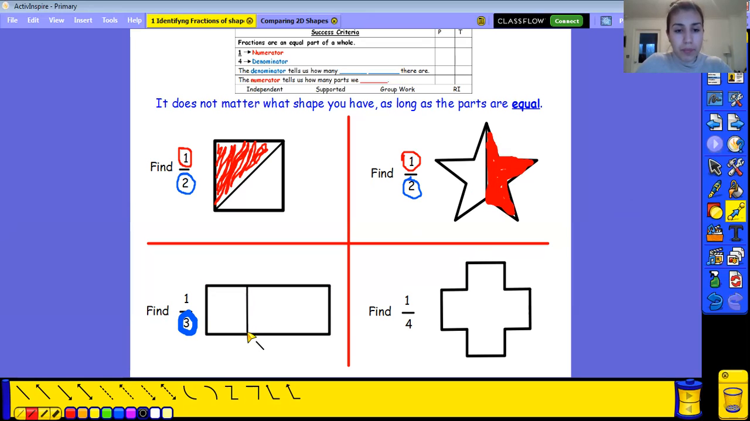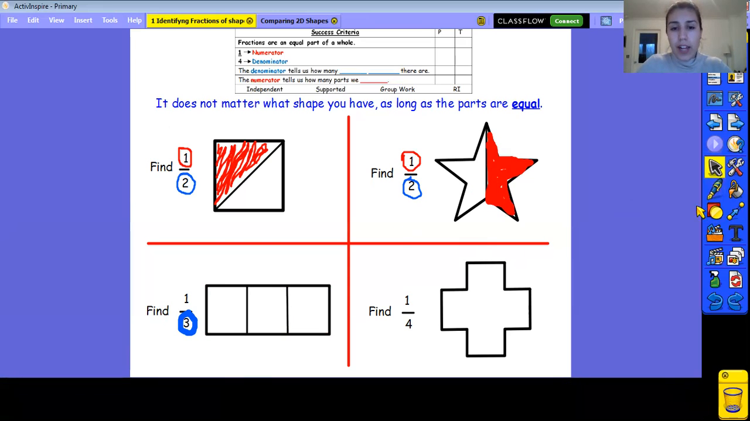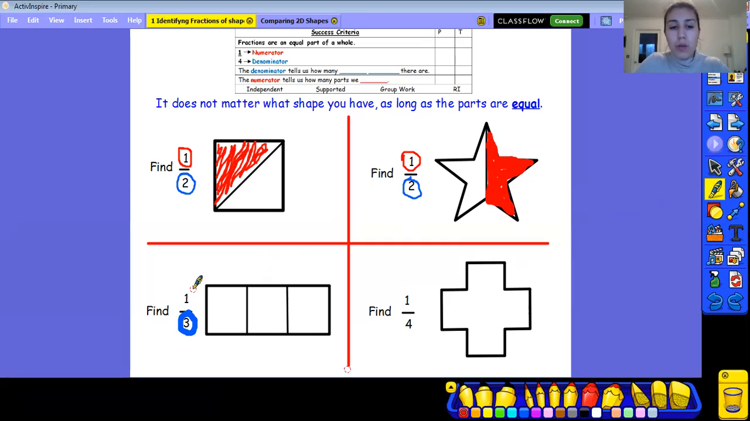Now, obviously, we don't have any exact measurements. We've just got to do this by eye. They look roughly equal to each other. So let's say that's 3 equal parts. Now time to look at our numerator. How many of those parts do we have? Fantastic. We have 1 of these parts. So that means 1 of them is shaded.